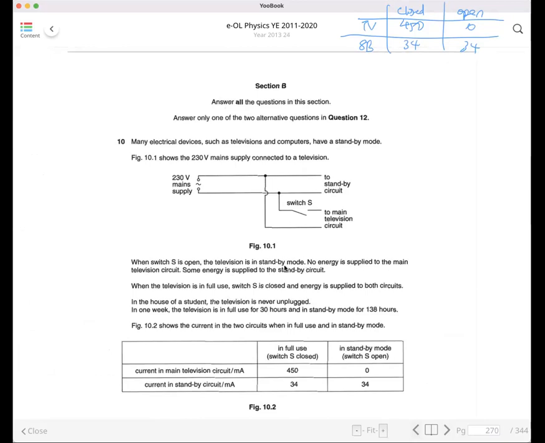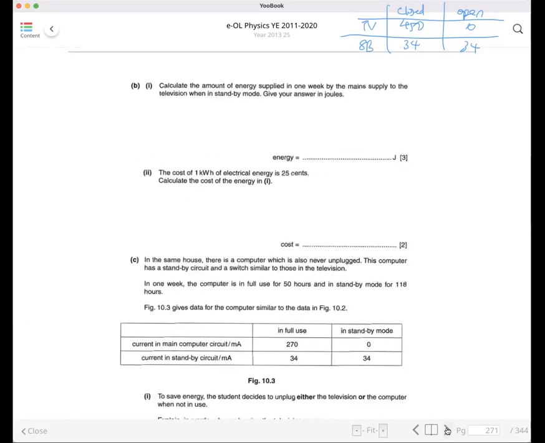Okay, standby mode is when the switch is open. So when the TV is in standby mode, the switch S is open. Clear? Okay, so in this question, you are looking at when switch S is open. Okay, start doing now. Okay, the voltage is 230 volt.